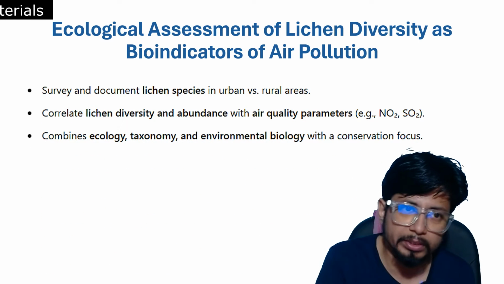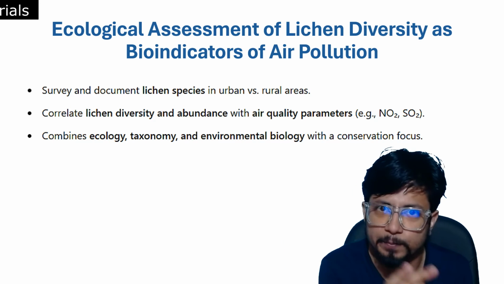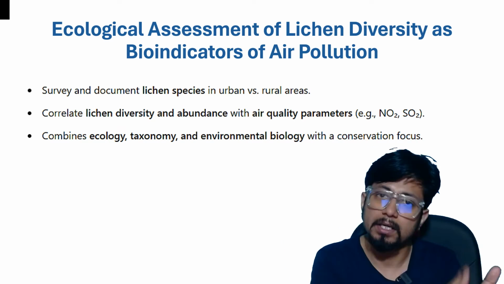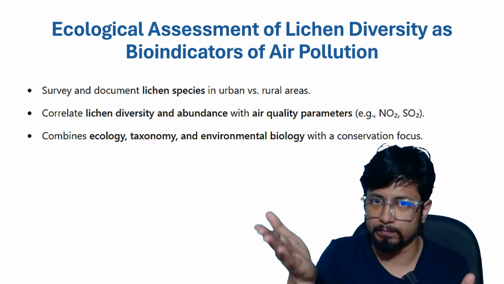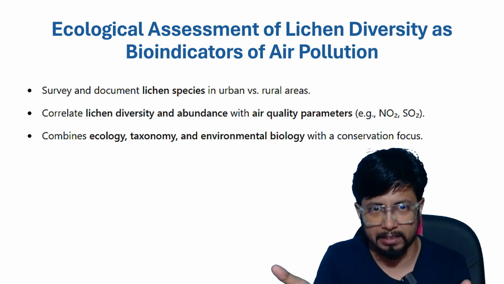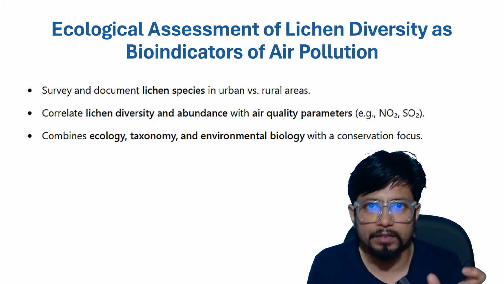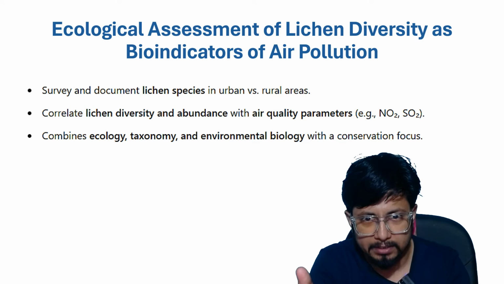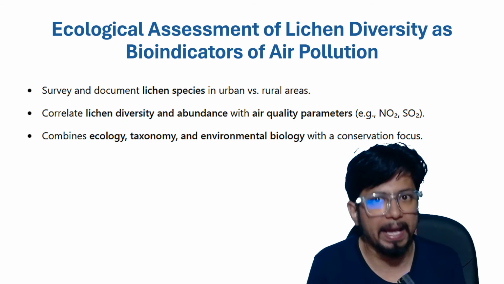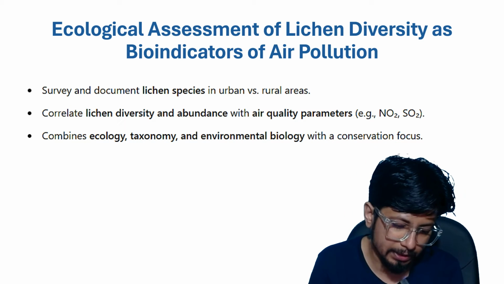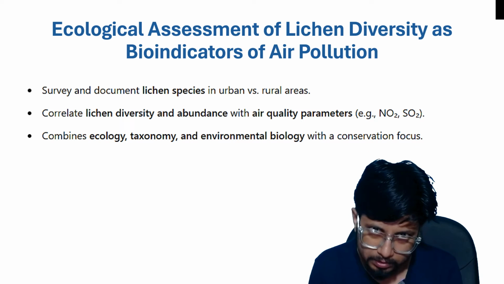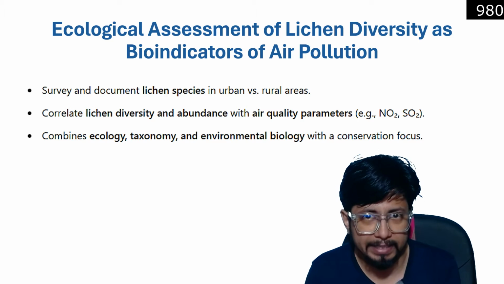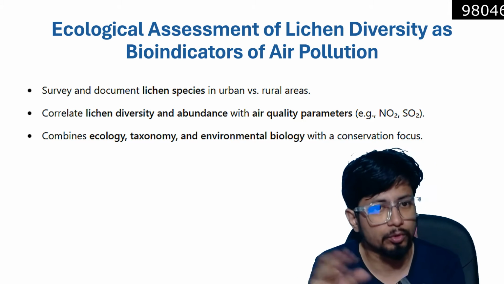And what you need to do here is survey and document the lichen species in an urban area, where the pollution is supposed to be much higher, compared to the rural area, where the air pollution is supposed to be a little lower. Correlate the lichen diversity and abundance in both the urban and rural areas, and check the air quality parameters. So you need to check the NO2 levels and SO2 levels, nitrogen dioxide and sulfur dioxide. You need to find out the levels of these gases in the environment, and you need to have a tool to measure that.